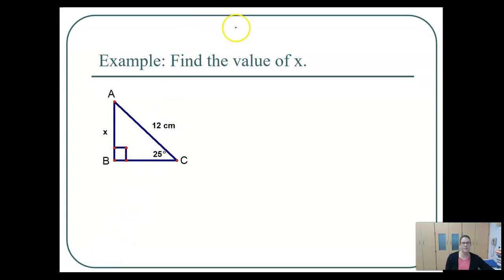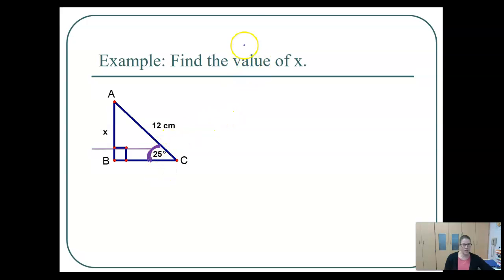We'll try an example. So here we want to find the length of side AB. We know that the hypotenuse is 12 centimeters long, and we know that this angle in here is 25 degrees. Because we know this angle right here, and we're looking for this side across from it, I'm going to use 25 as my reference angle. Now, if I really wanted to, I could find this other angle, right? Because I know 2 of the 3 angles in the triangle. But let's just go with what we have. So we have this 25-degree angle.